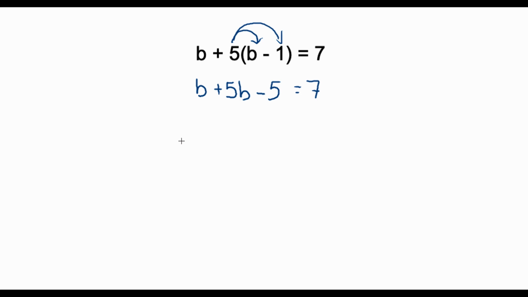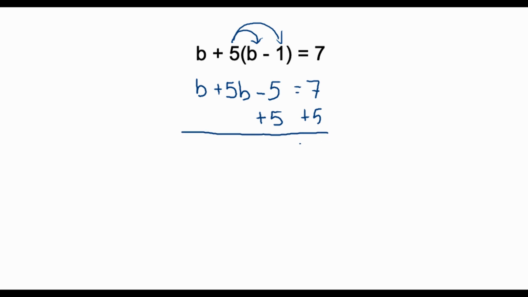Now you have a couple of options. You can combine the like terms here, getting the answer here, or you can move over the 5 to where the 7 is. Either way works. So what I'm going to do first is I'm going to move over the 5 to where the 7 is. To do that, since the 5 is subtracting, I'm going to add it to both sides. This is known as the addition property of equality, of course. You add to both sides to keep the equation equal.